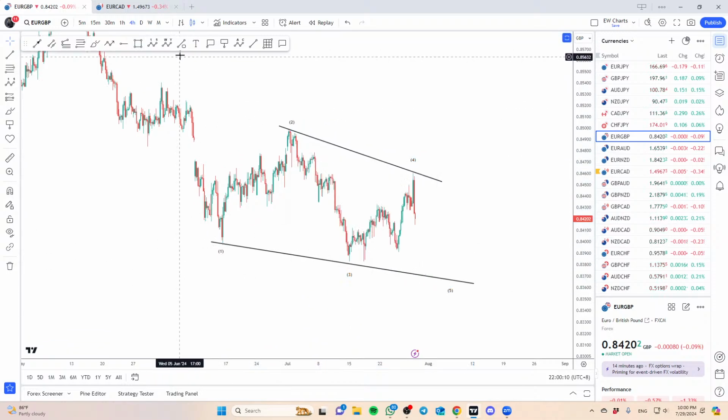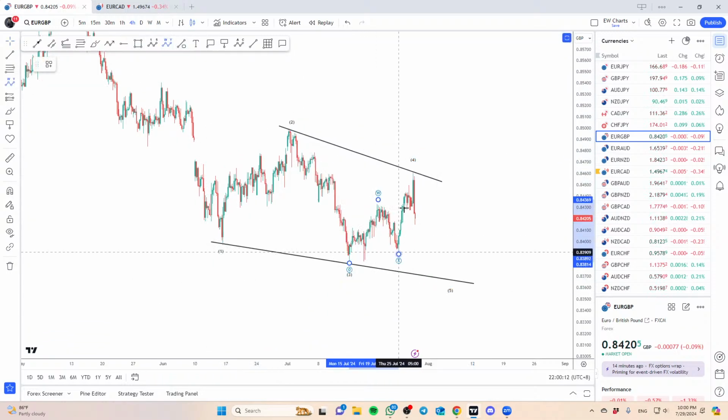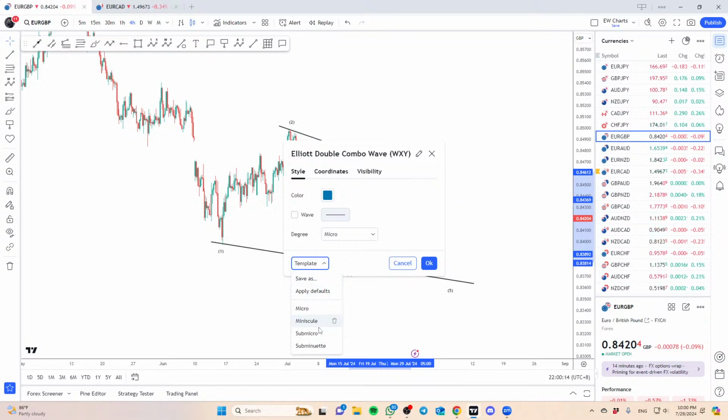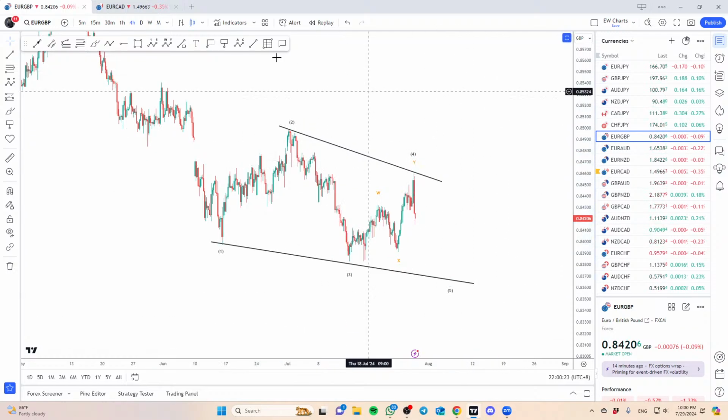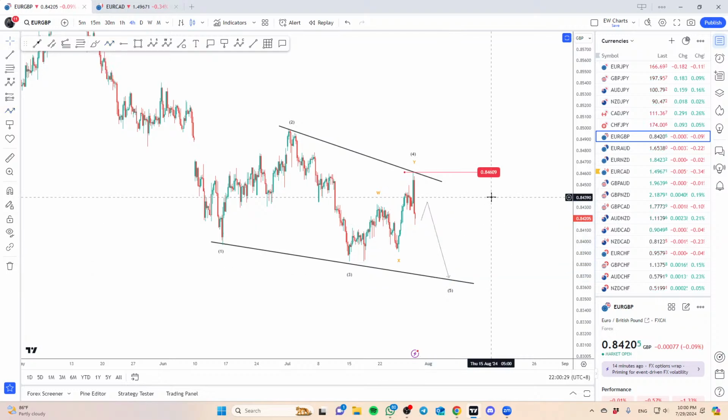Okay, and this would just be your internal pullback, right? Okay, so short term here, if price is gonna respect this high, there's a very good possibility we'll see a little bit more downside. Okay, so that's on Euro pound.